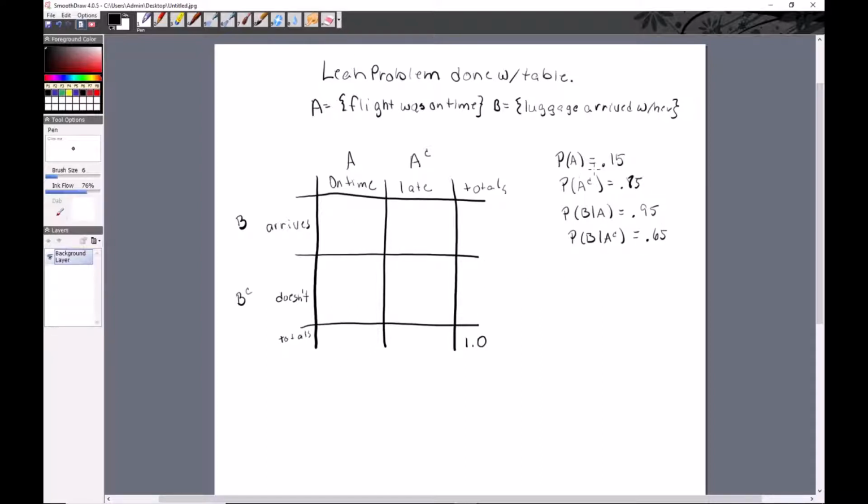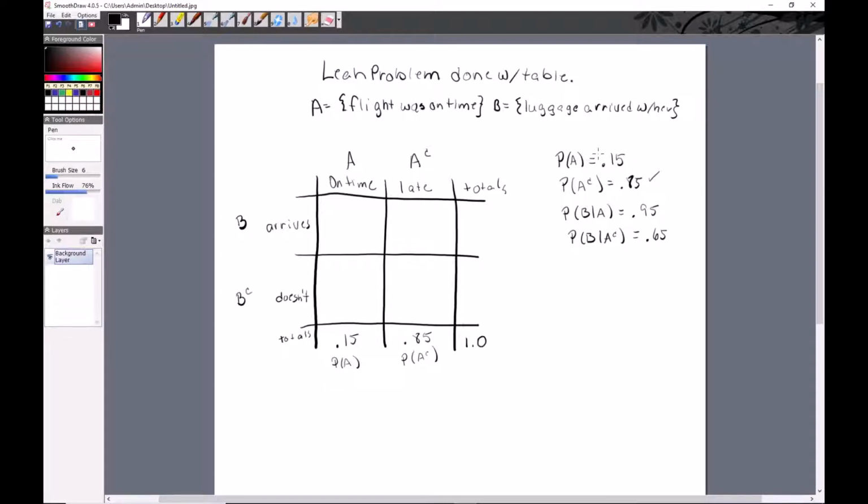We can start out with the probability of A, that the flight was on time. That 0.15 goes here because there are 2 ways that a flight can be on time: when the luggage arrives with her and when it doesn't. They're connected with or, so those 2 things should add up to 0.15. There's your probability of A. Since this has to add up to the 1 over here, this is 0.85, which we knew from up here. So that's the probability of A complement.